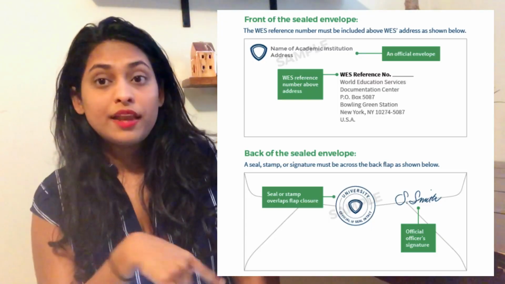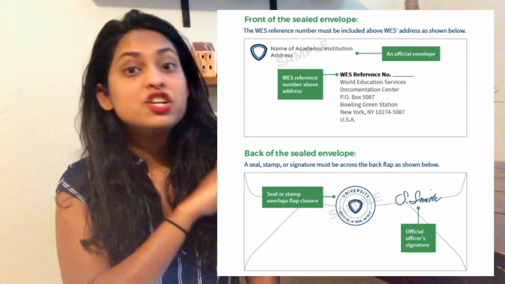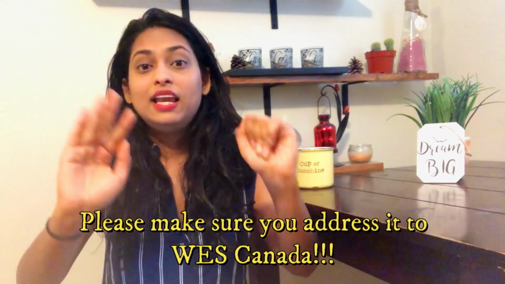Okay, so when you go back, you put everything on the envelope, they will stamp and seal it, and then you are responsible to send it to WES in Canada or the US or wherever you're getting it evaluated. So once you do that, again, make sure you add, I'm going to put an image of how the envelope needs to look like out here, but you write your name, you write the address that it needs to be sent to, and write your reference number on the envelope. That is super, super, super important. Once you get that done, you just need to send it to WES, and then let them do their thing.